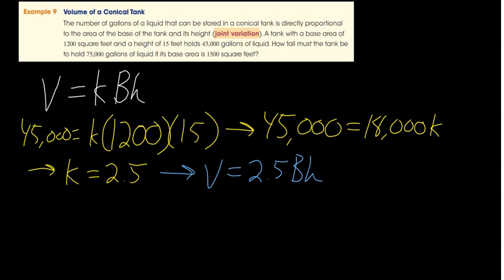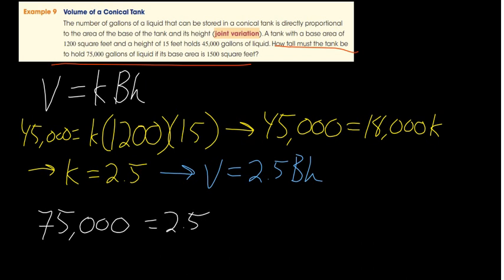Okay. So now we can proceed to the last sentence. How tall must a tank be? So it's asking how tall must a tank be. So this means that H is now going to be the unknown. How tall must the tank be to hold 75,000 gallons? So we're going to say 75,000, that is the volume, and that's equal to 2.5. The base is going to be 1500, so 1500 takes the place of B, and we're looking for H.